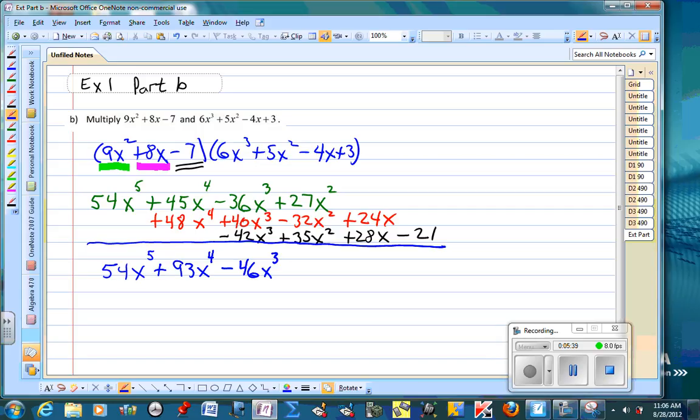27 minus 32 plus 35. Oh, I think that's minus 35x squared. I wrote this wrong. Negative 7 times 5x squared, I mean negative 35x squared. Sorry about that mix-up. So now 27 minus 32 minus 35 is negative 40x squared. 24 and 28 is 52x minus 21. This is our final answer.